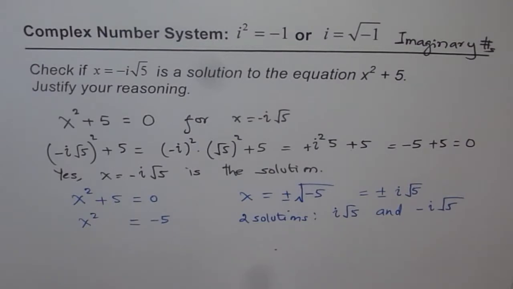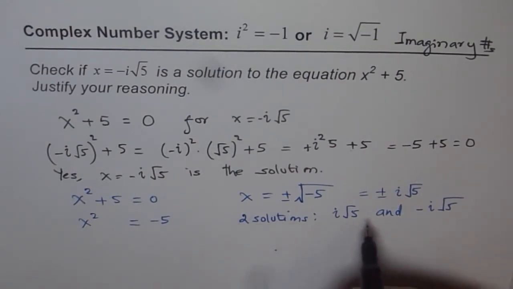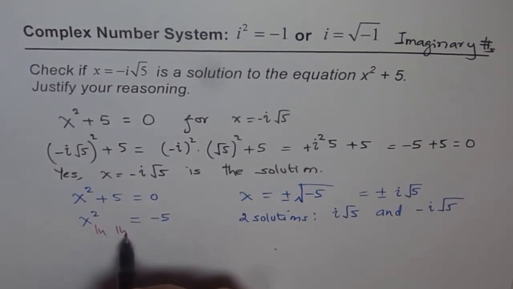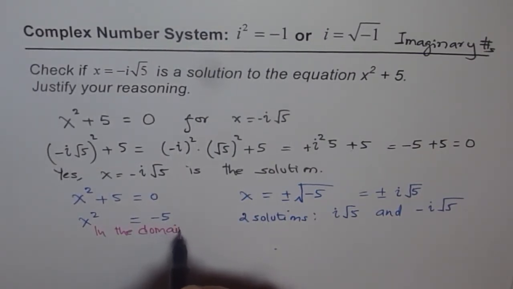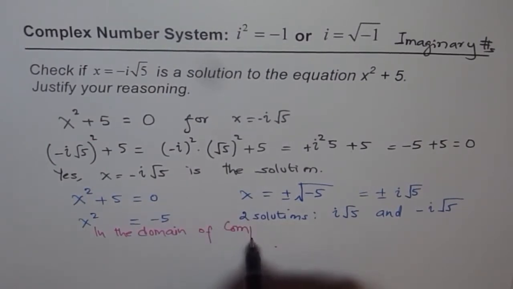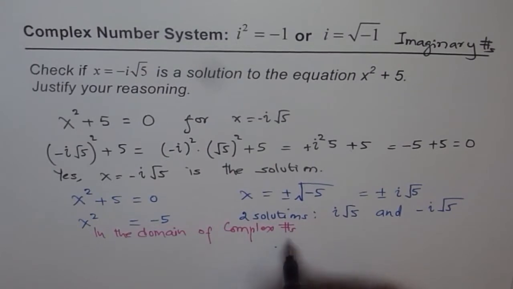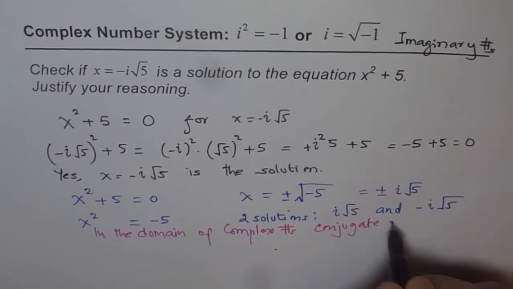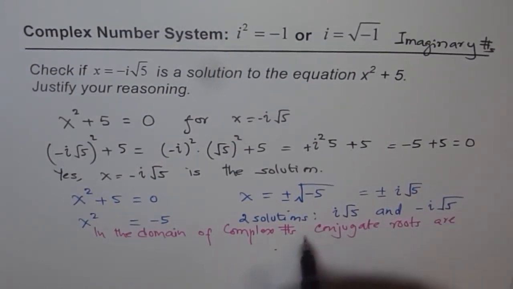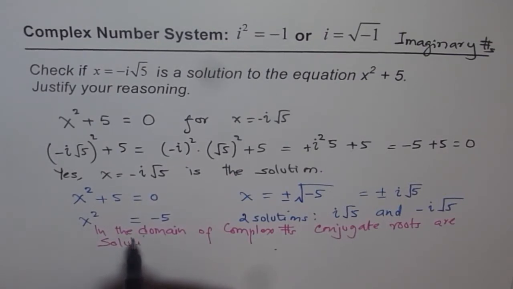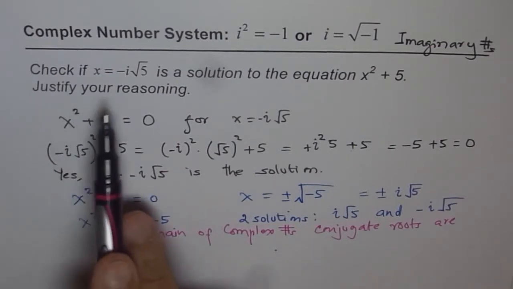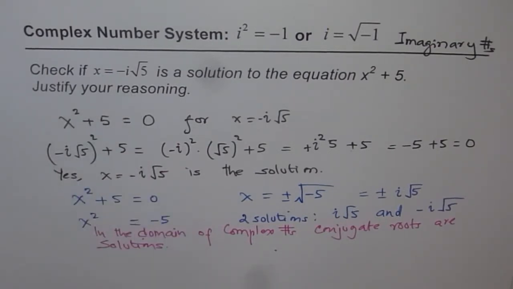This is to remind you also that whenever we are dealing with complex numbers and quadratic equations, you always find conjugate answers. Always, in the domain of complex numbers, we'll always have conjugate roots. Conjugate roots are solutions. So always expect 2, right? In this particular case, in the question, we are given 1 only. That's fine. We need to verify whether that is a solution or not.